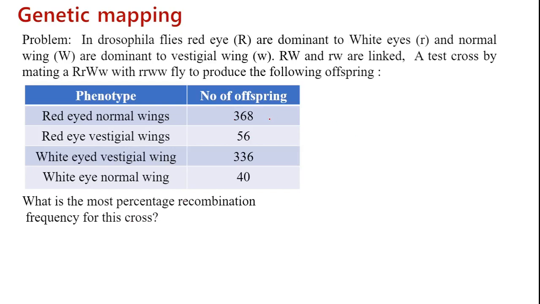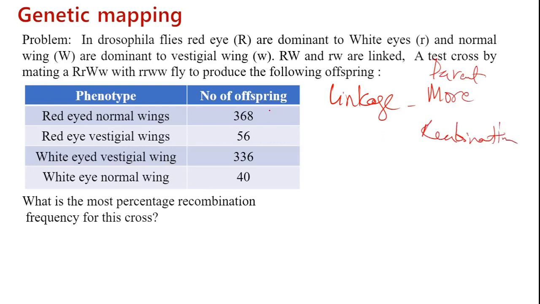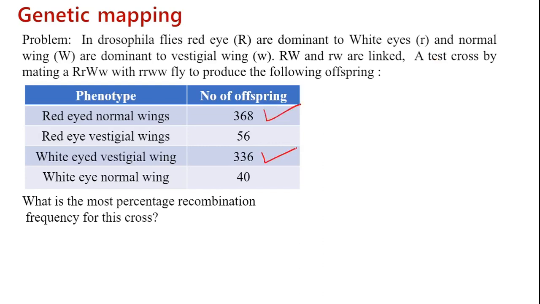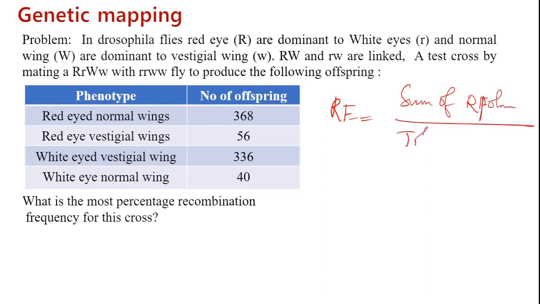You already know that in linkage, the parental combination will be more as compared to the recombination population. So easily we can find that 368 and 336 are the parental combinations, and these are the recombination products here. We need to sum that. Recombination frequency is equal to the sum of the recombinant population divided by the total number of offspring here.